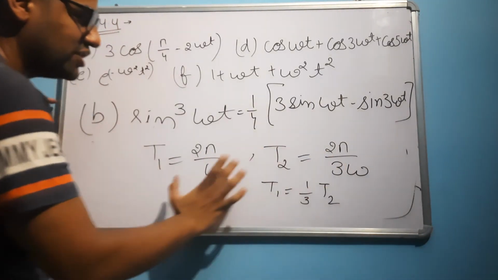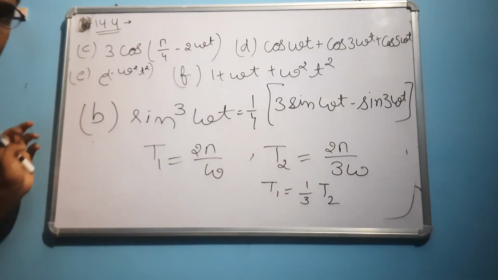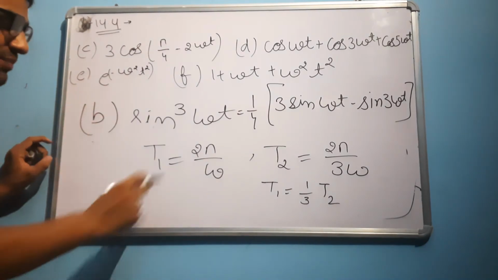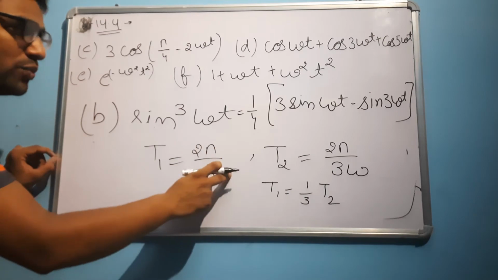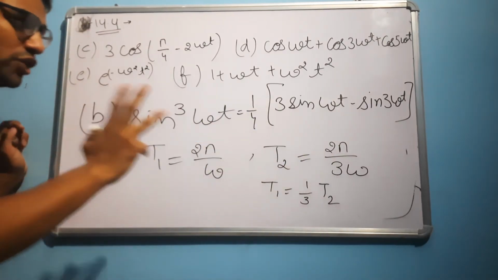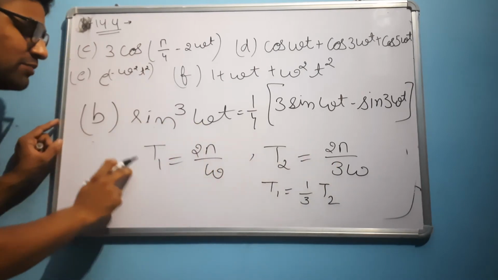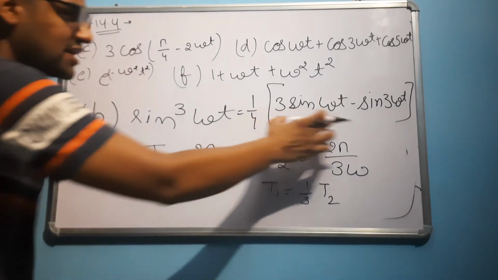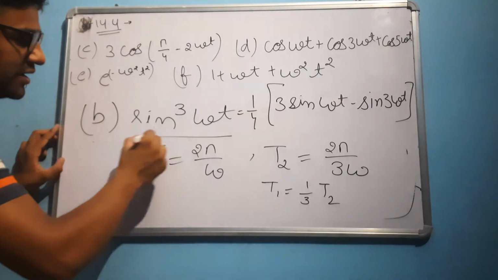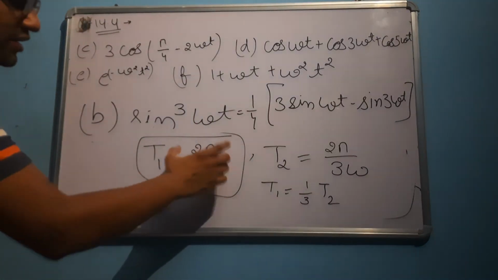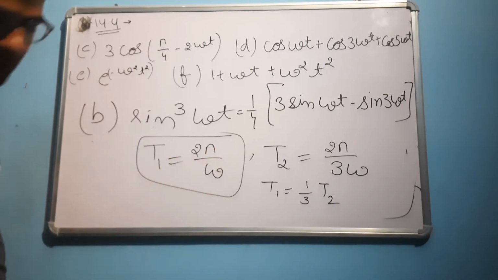So when it is 3 times, both of them will repeat the motion after a certain period, and the period is t1, 2 pi by omega. When it is 3 times, the three oscillations will have the same time period with it. So as a combination, the time period of both will be 2 pi by omega. Both of the functions will repeat themselves after a common time period, that is 2 pi by omega.